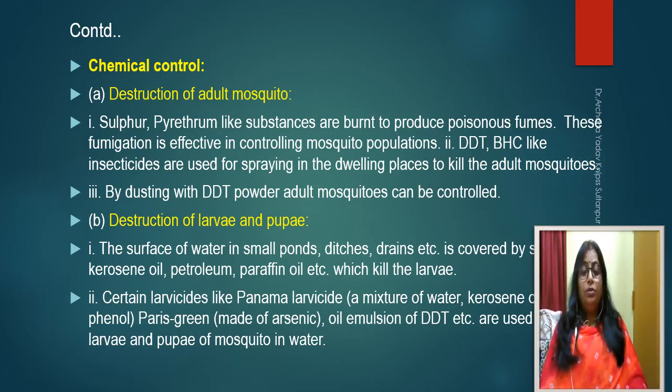they are killed. Certain larvicides like Panama larvicide, which is a mixture of water, kerosene oil and phenol, Paris green and oil emulsion of DDT, etc., are used to kill the larvae and pupae of mosquito in water.